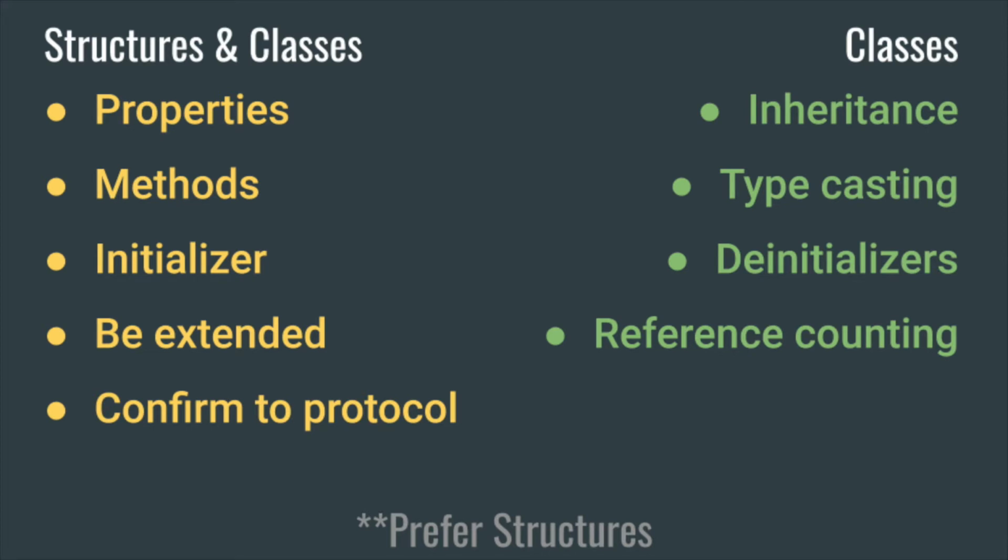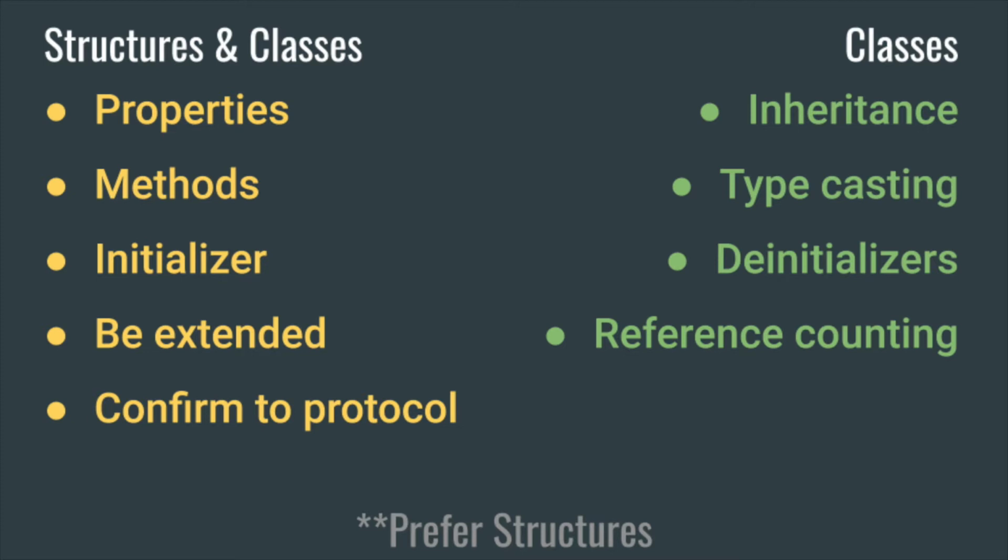Let us check what are the differences and similarities between the structures and classes. Both structure and classes define properties to store values and define methods to provide functionality. They also define subscripts to provide access to their values using subscript syntax. They both have initializers to set up their initial values. Both can be extended to expand their functionality beyond a default implementation, and both can conform to a protocol to provide standard functionality of a certain kind.